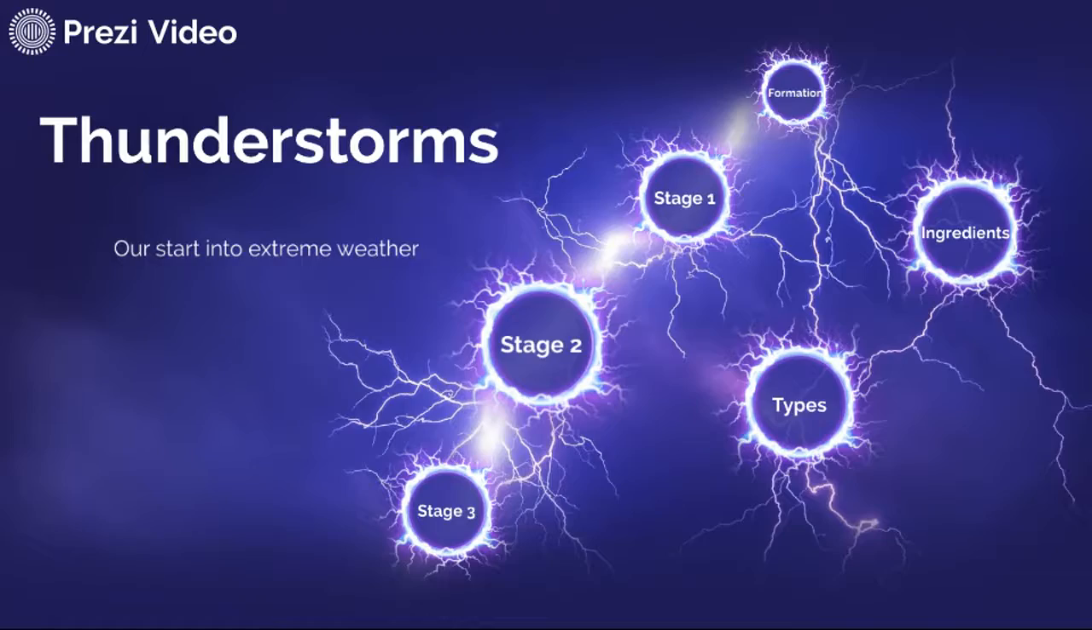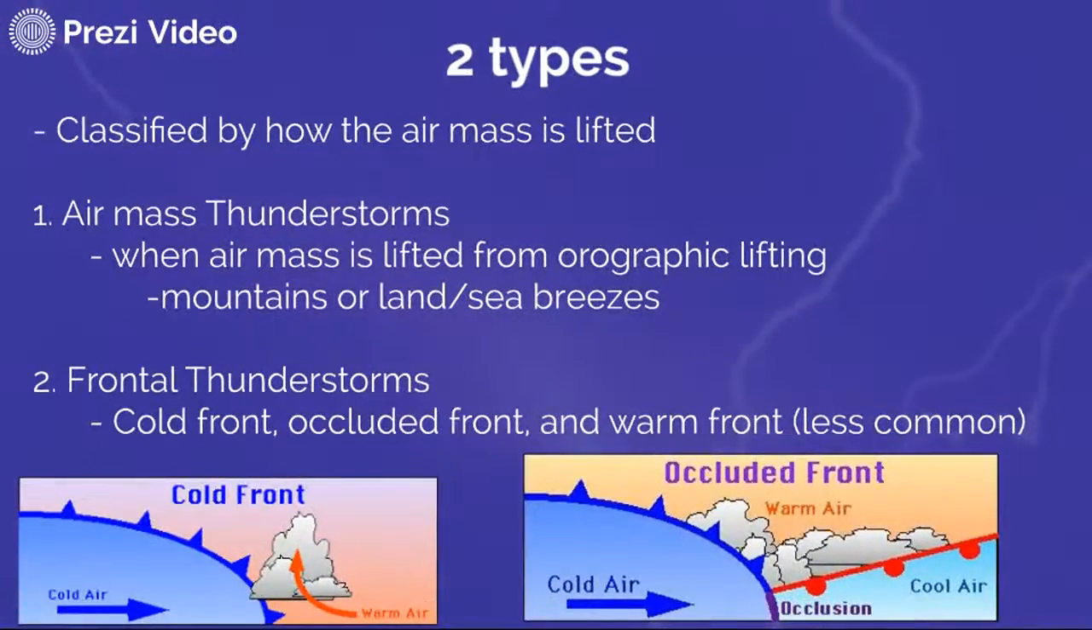Now, there are two types of thunderstorms, and it all is classified on how the air mass was lifted into the air. The first type is air mass thunderstorms, meaning that the air is lifted based on orographic lifting. And orographic lifting, remember, is from mountains or buildings even, or from those land and sea breezes that we talked about before, right? So just natural causes of the unequal heating of the earth, and the air mass gains heat from either the land or lift from mountains or buildings, and because of that, it is pushed up into our colder, higher level atmosphere.